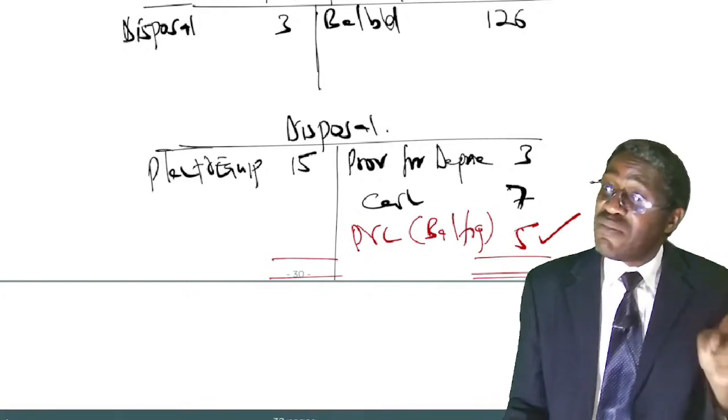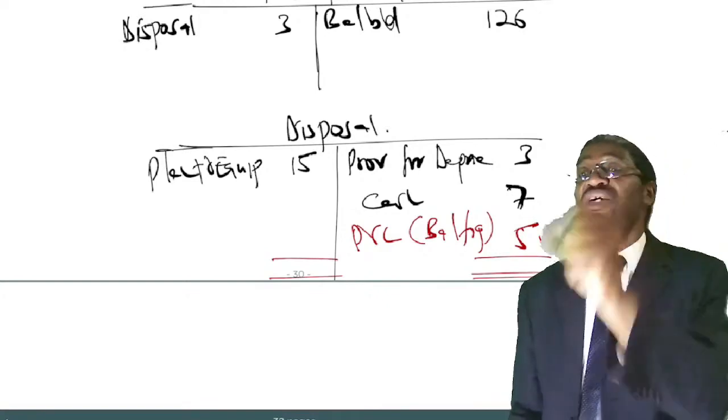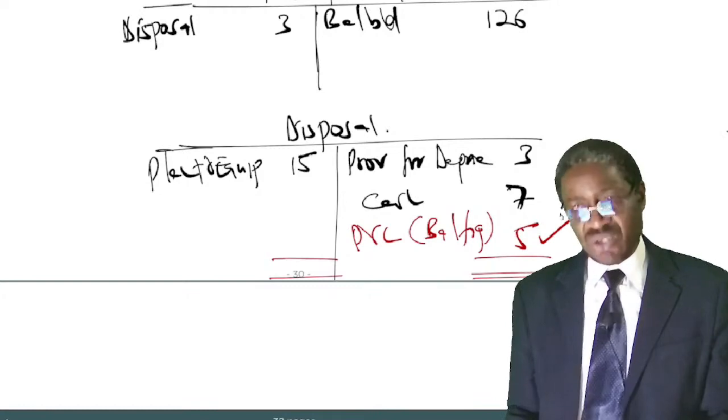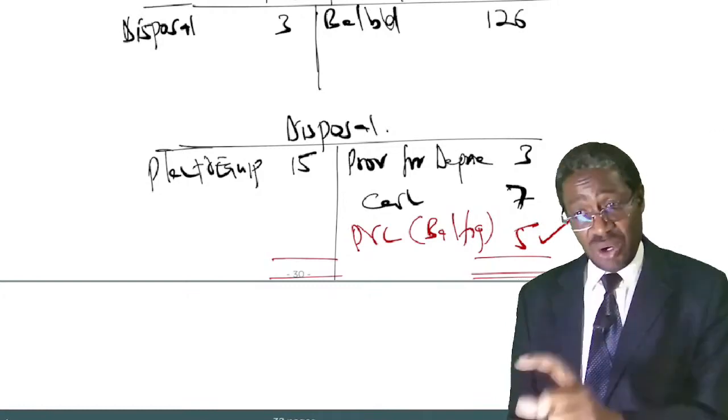Gains cannot be debited in the P&L account. They have to be credited in the P&L account. That's one way of knowing that this is a loss.